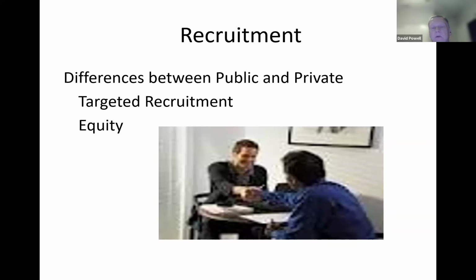To create this diverse applicant pool, we usually engage in targeted recruitment, where we will fashion the position announcement so that it encourages applications from members of underrepresented communities. We will advertise through targeted advertising in sources that will enhance the diversity of our applicant pool.